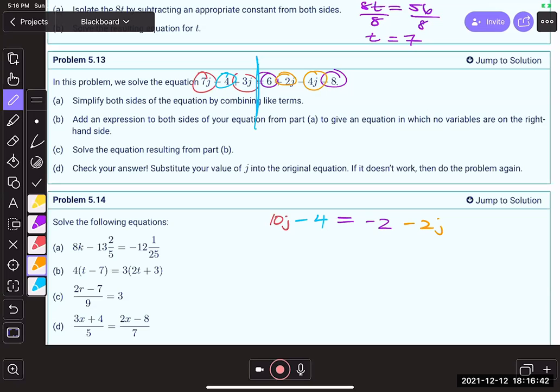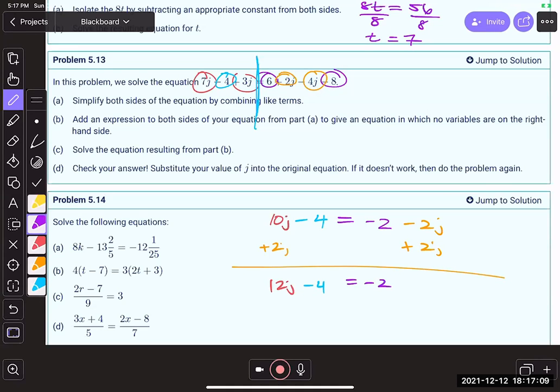Yeah, if you add 2j to both sides, it gets rid of it on the right, which essentially means it's been placed over on the left instead. Exactly. So what you're really doing here is getting rid of j on one side. You're not moving it from one side to the other. So if we get rid of it on the right, we plus 2j here, which means we have 12j minus 4 equals -2.